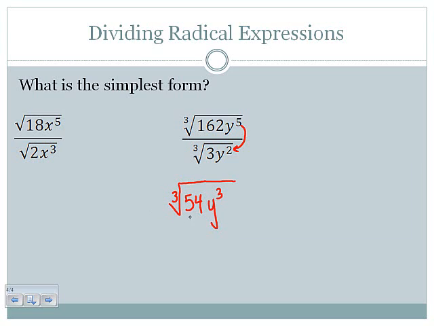Now let's take the cube root of this. 54 breaks down into 6 times 9. 6 breaks down into 2 times 3, and 9 becomes 3 times 3. So we can make a group of 3 3s. So we can take out a 3. Then 3 divides into y cubed one time, giving us a y to the 1st power. Because I had a 2 left over, I need to put on a cube root of 2. Because the 2 did not make a group, it goes back into the root.